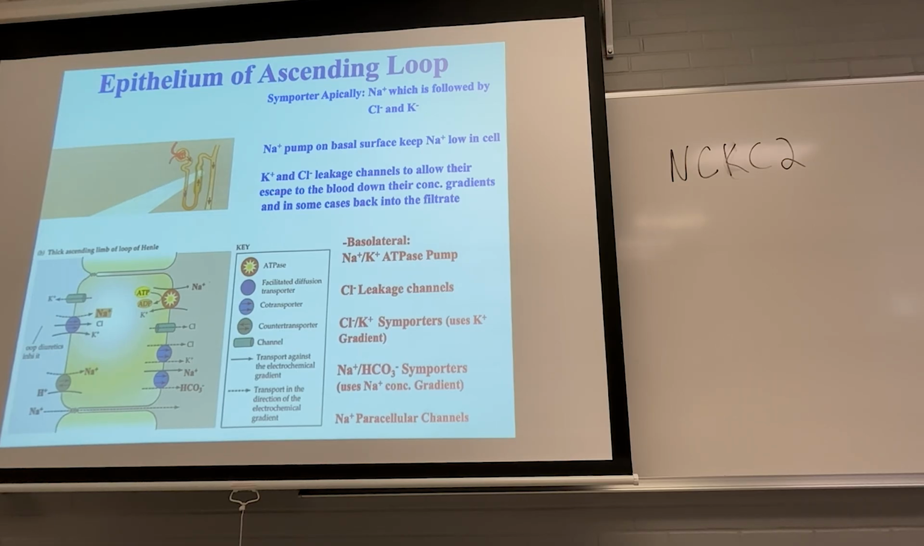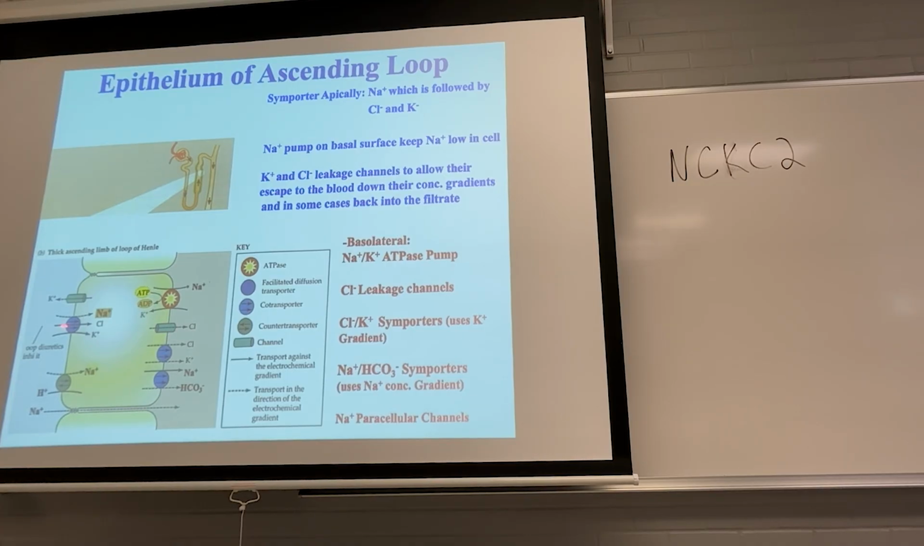And we could talk about why after we get done with this, so see if you guys understand what's going on here. But we're bringing sodium in, right? And we are going to dump it into the blood supply and eventually into the interstitial space of the medulla.